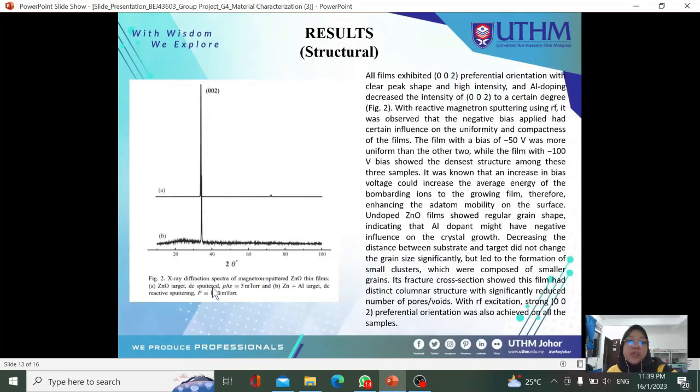So here is the X-ray diffraction spectra of magnetron sputtered ZnO thin film. All films exhibited 002 preferential orientation with clear peak shape and high intensity, and Al doping decreased the intensity of 002 to a certain degree. With reactive magnetron sputtering using RF, it was observed that the negative bias applied had certain influence on the uniformity and compactness of the film. The film with a bias of negative 50 V was more uniform than the other two.